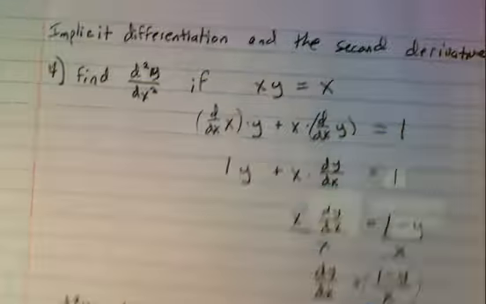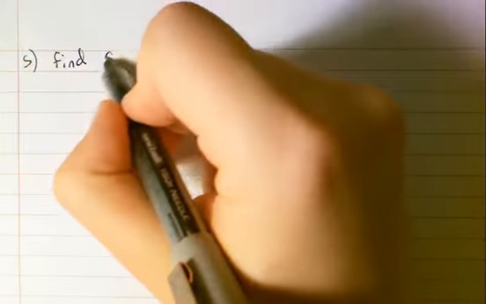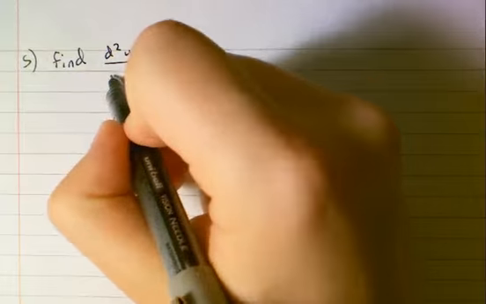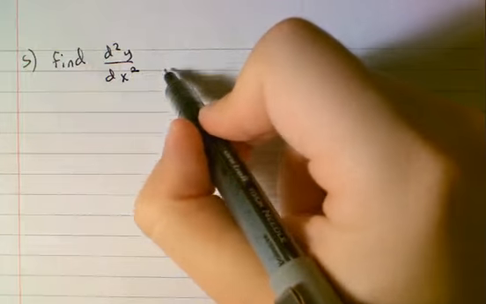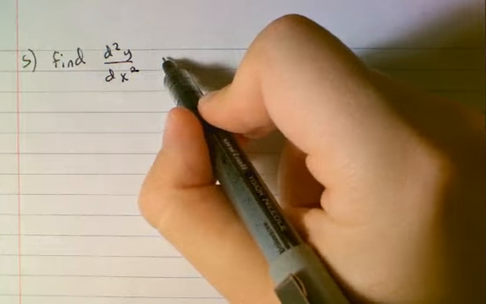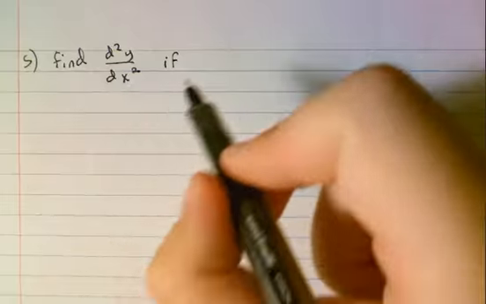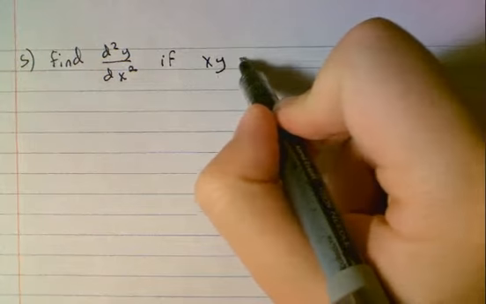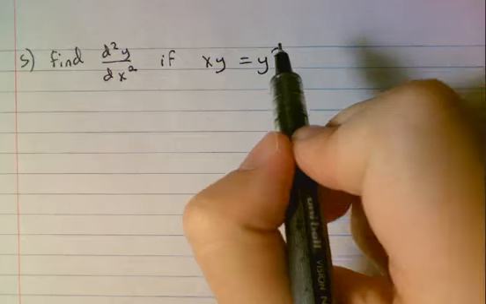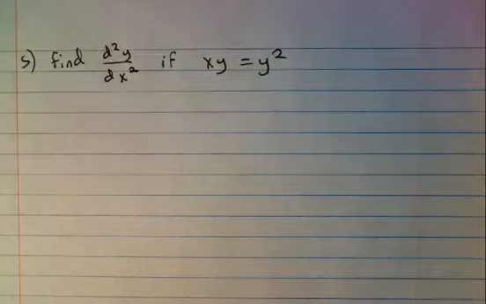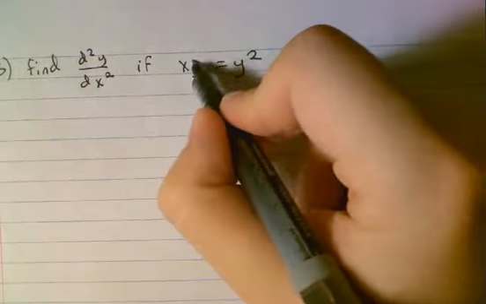We're going to do a very similar thing on one final problem, and then we'll be done with these notes. So let's find the second derivative of y if xy equals y squared. You can go ahead and try this one on your own if you want. It's a little bit tricky, so if you want to walk through with me, that's entirely fine as well.